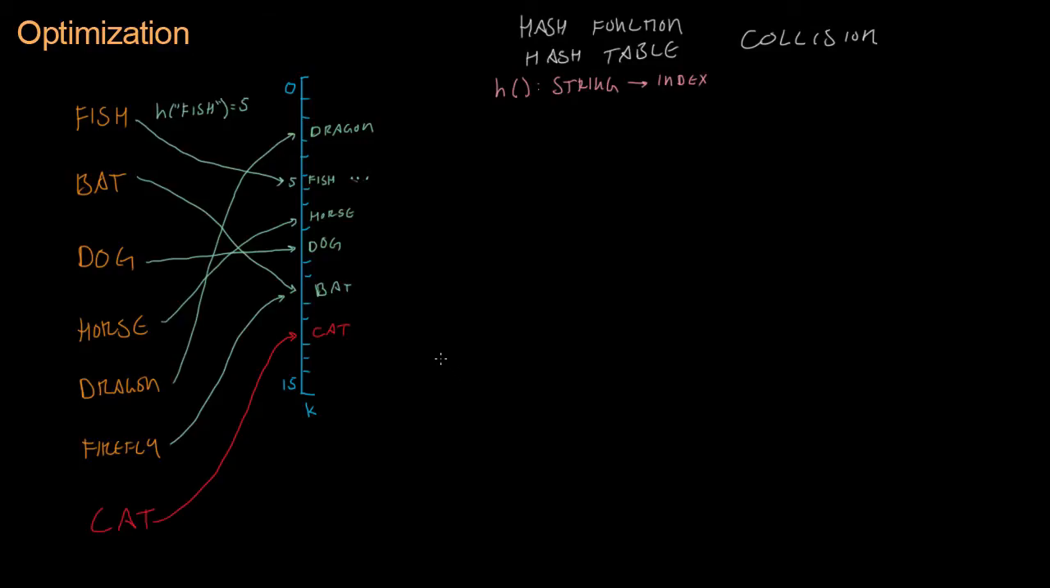And collisions are fairly common with hash tables. And there are many strategies on how to deal with collisions. But we're just going to go over a simple one, which is to take the firefly and put it in the very next index.